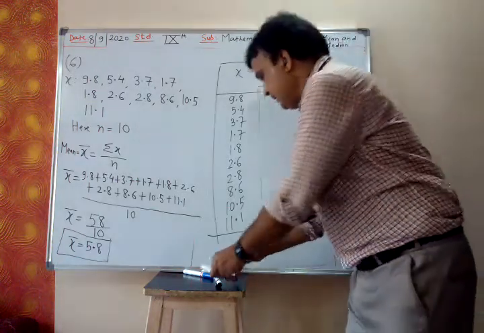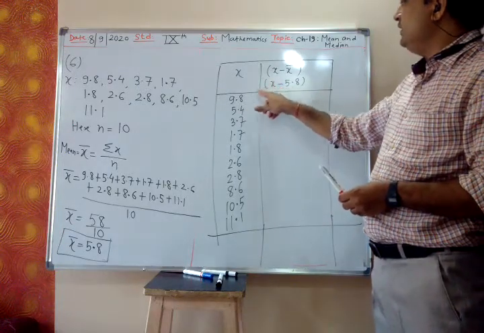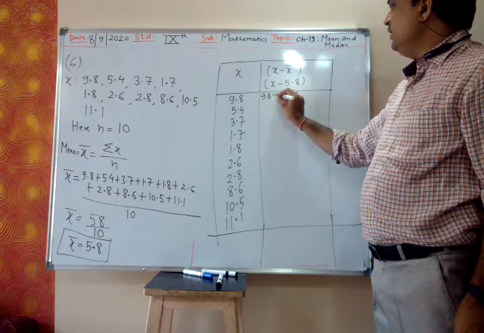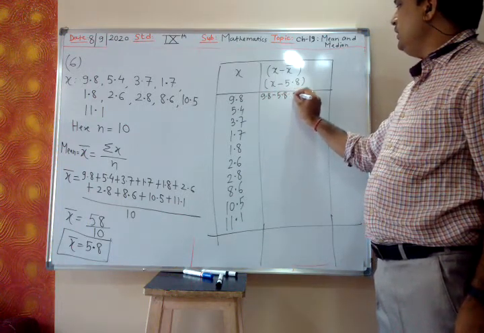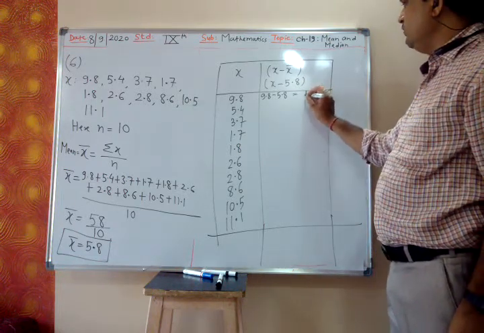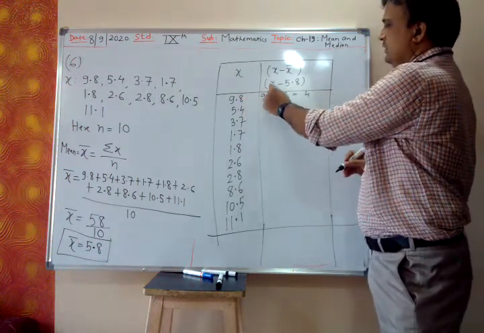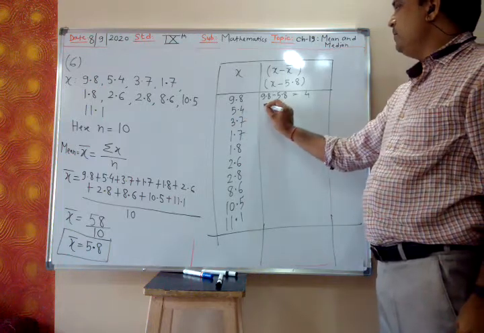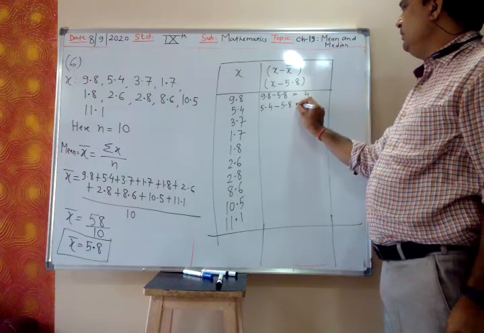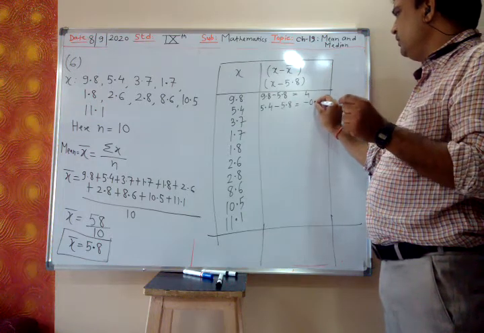So now let us put each value of x. The first value of x is 9.8, so this becomes 9.8 minus 5.8. What is that? It is 4. The second value, 5.4 minus 5.8, will be minus 0.4.